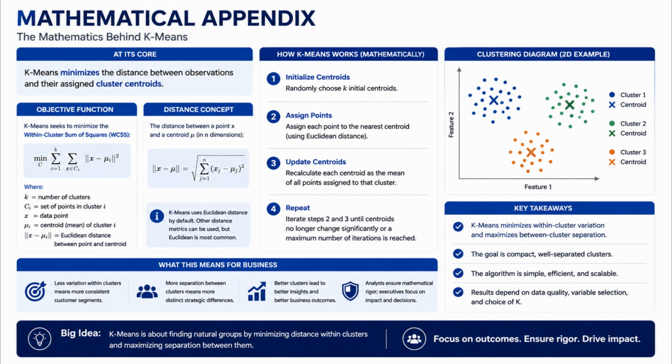From a business perspective, the mathematics simply provides a structured way to group similar customers together and separate customers who behave differently. The real value comes not from the formula itself, but from the decisions that become possible once meaningful customer segments have been identified. This is why K-means remains one of the most widely used clustering techniques in analytics, machine learning, and business intelligence.